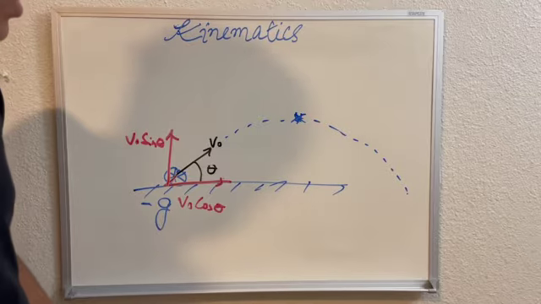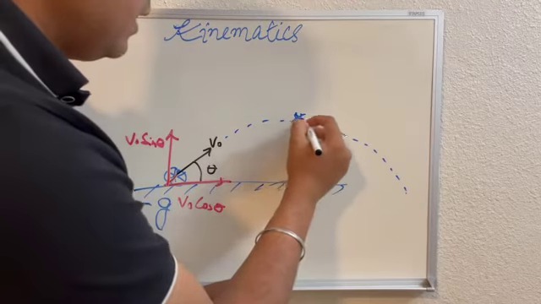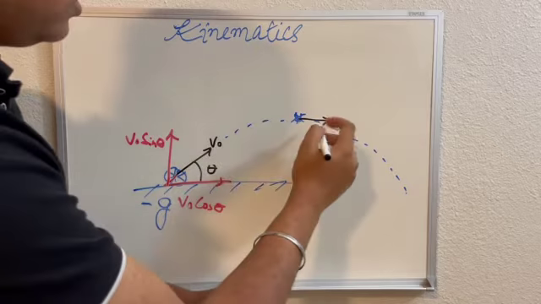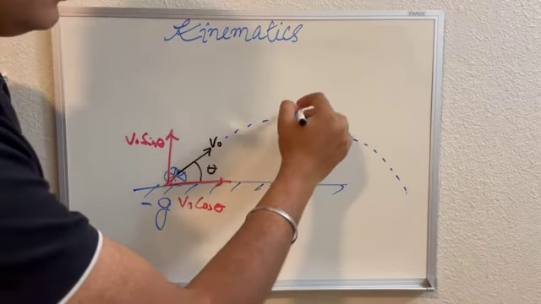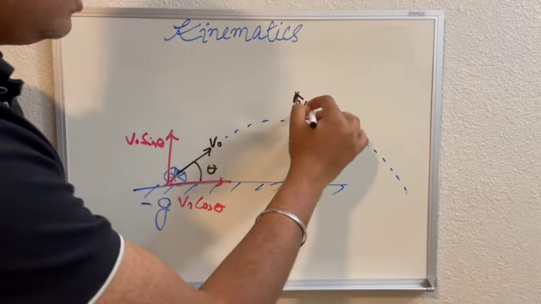the velocity at the top: the horizontal velocity remains v naught cos theta, and the vertical velocity is 0.